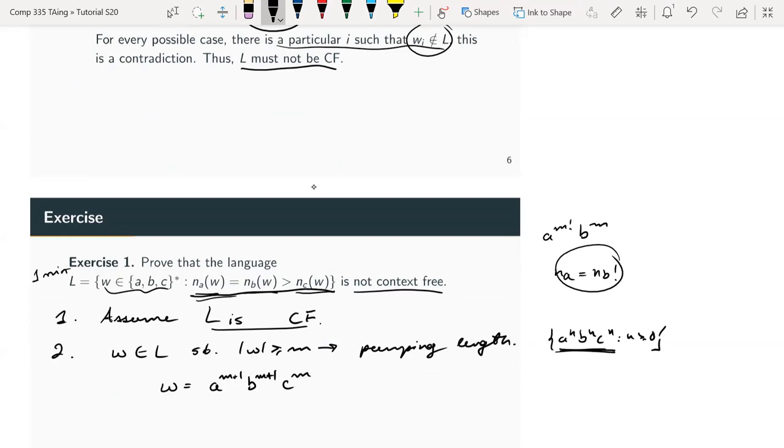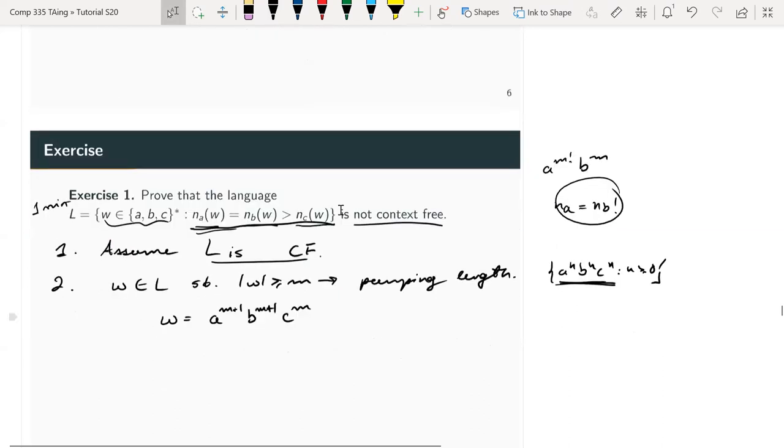Okay, so Marcus, I know that that's the assignment question. I'm not going to answer that, okay? But I'm doing an example that's quite similar, so I feel like that's pretty fair, okay?